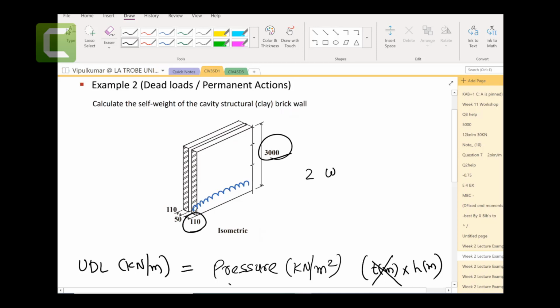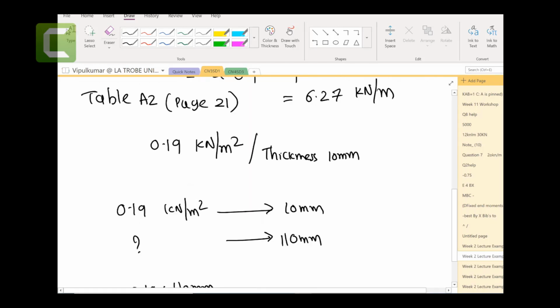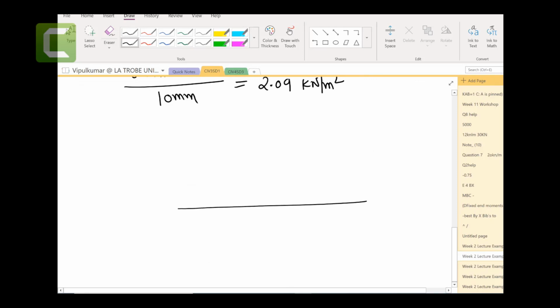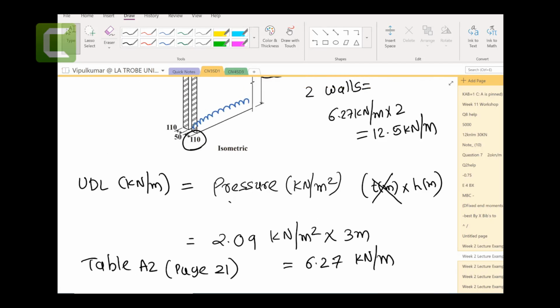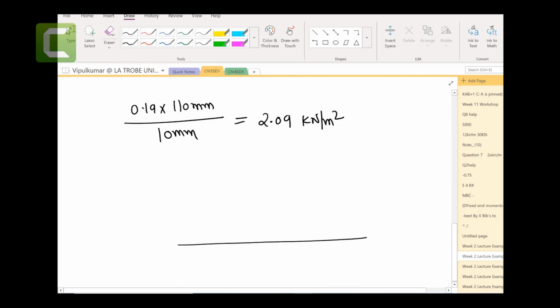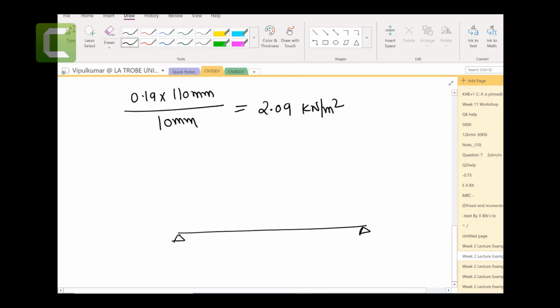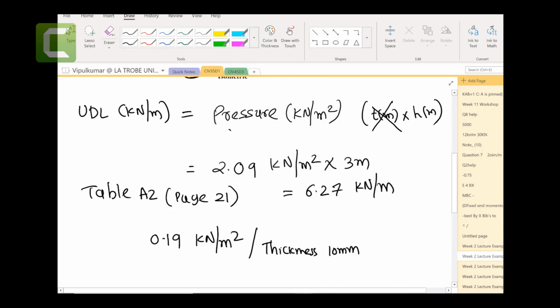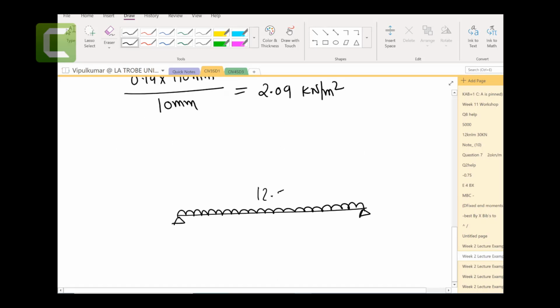So for two walls, we will have 6.27 kilonewton per meter times 2. You get 12.5 kilonewton per meter for two walls. So if I want to just draw this wall, let's say supported at some stage, some supports here, some supports here, then these two walls are carrying the UDL load of 12.5 kilonewton per meter.